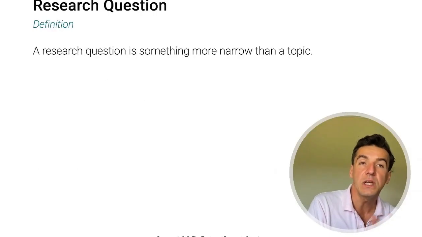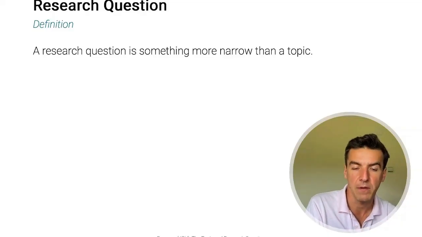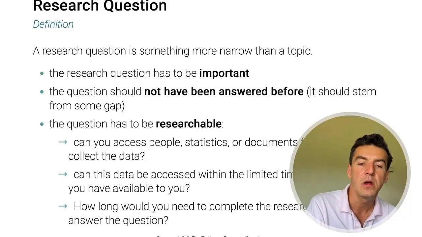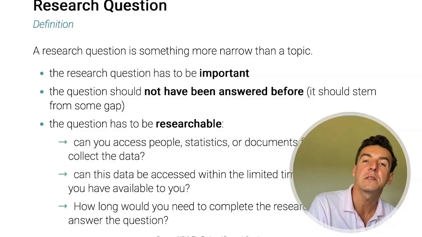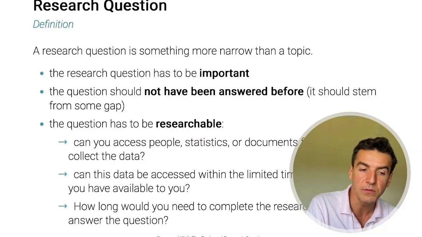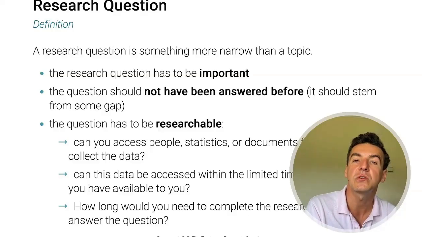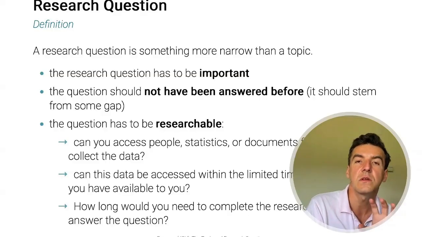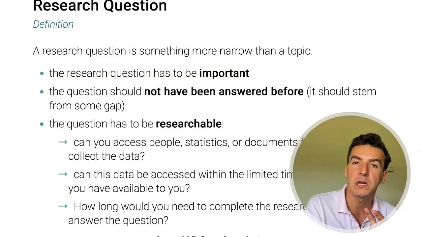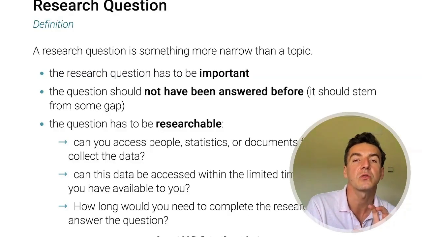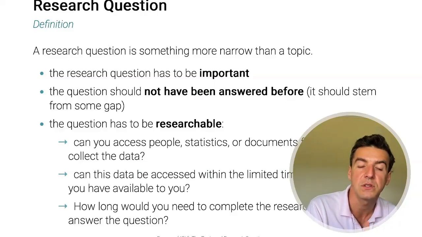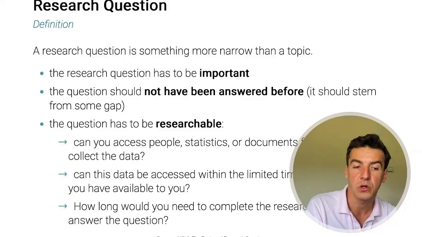Okay, a research question is something that's more narrow than a topic. I hope this is already clear by now. But a research question also has to be important. It should not have been answered before, and it has to be researchable. Those are the 3 important criteria that research questions have to meet. So it has to be important, it shouldn't have been answered before, and it should be researchable.